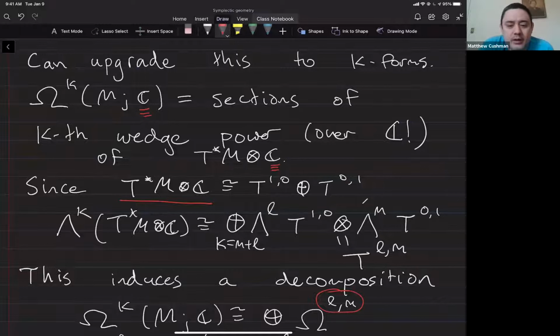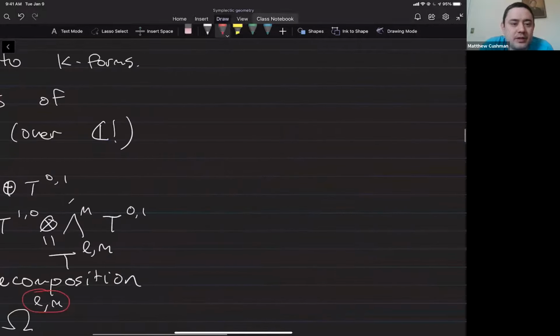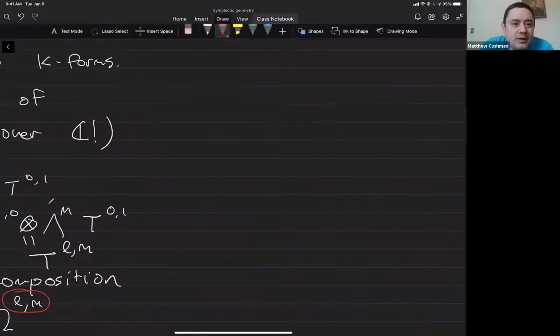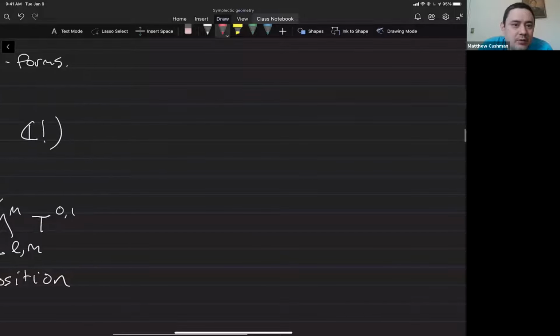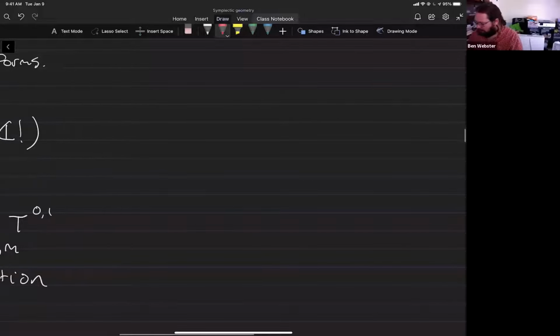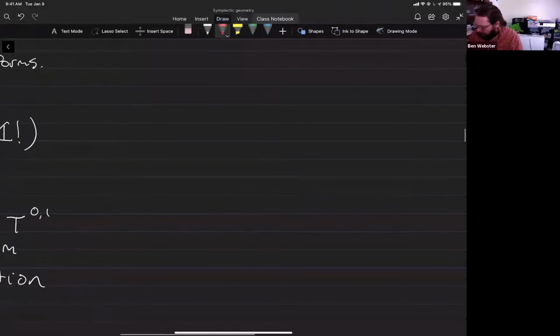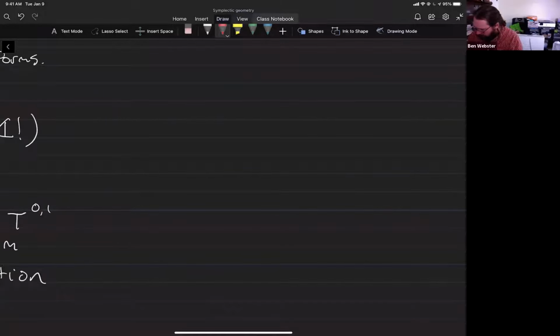All right, I have a question. If you have an LM form and you take exterior D of it, the total degree has to go up by 1, right? So what other components could you have? Just anything where either L goes up by 1 or M goes up by 1. Okay. So we'll get to this later. So maybe this is spoiling my spoiler or something.